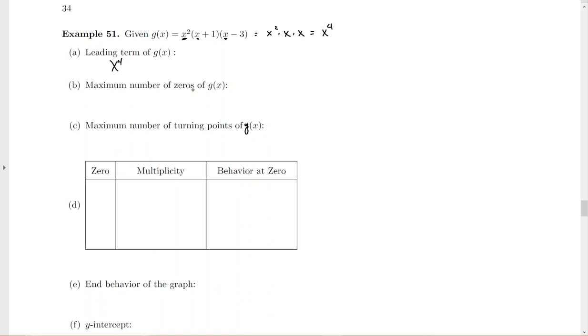Maximum number of zeros is the degree of the polynomial. So I would have at most 4 zeros. The maximum number of turning points in that function is always 1 less than the maximum number of zeros. So it's always minus 1 of whatever that number is.